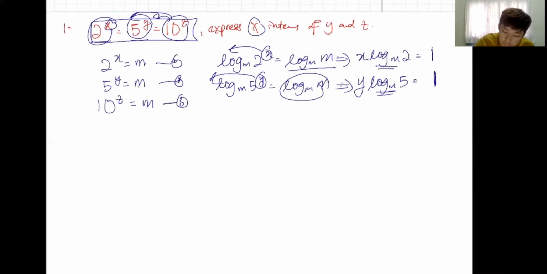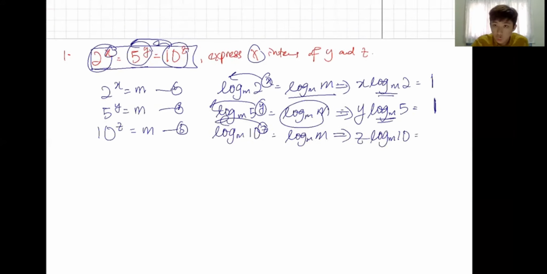Let's do it for z first. Log base m of 10^z is equal to log base m of m. So I bring z forward as usual: z log base m of 10 is equal to what? Equal to 1, because log base m of m is equal to 1.